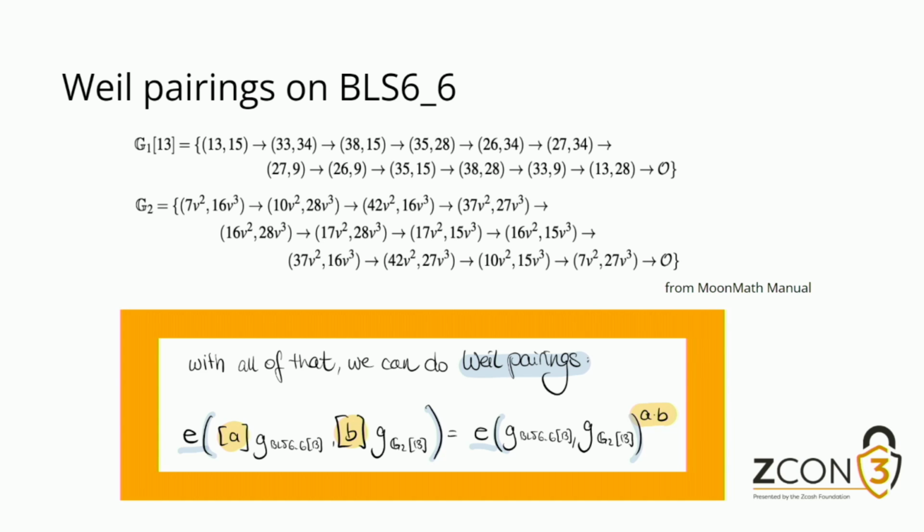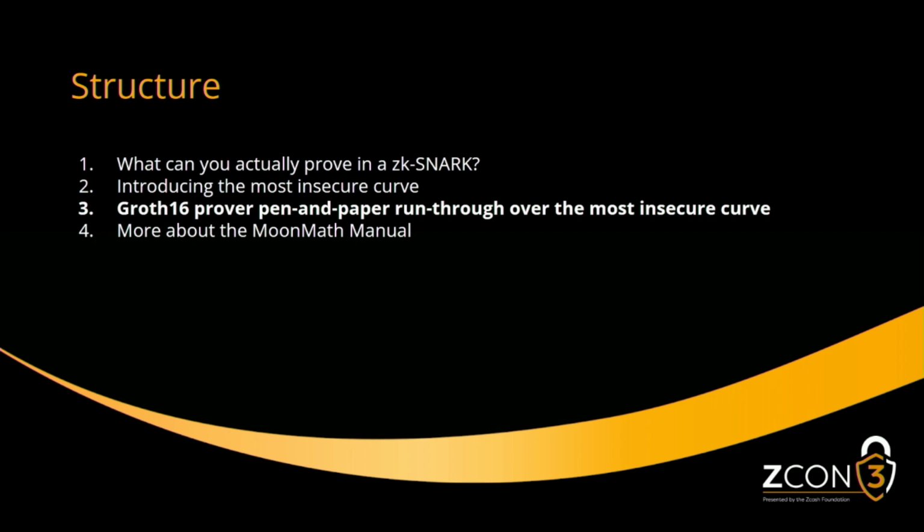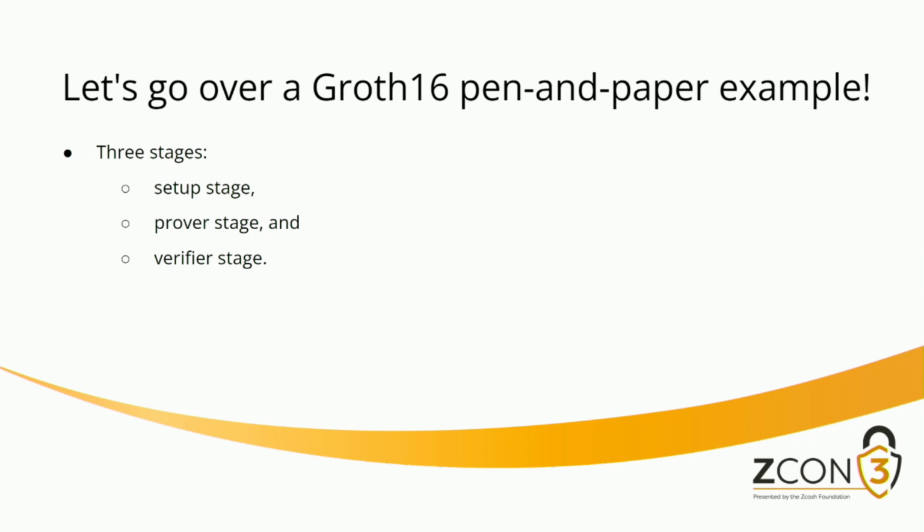Okay, cool. So let's look at how we can actually generate a proof in Groth16 over that curve, and we are going to look at three stages. There's a setup stage, which you've maybe heard about, a preprocessing stage, the prover stage, and the verifier stage. You can also simulate proofs if you have toxic waste. But we're going to concentrate a lot on the prover stage here.